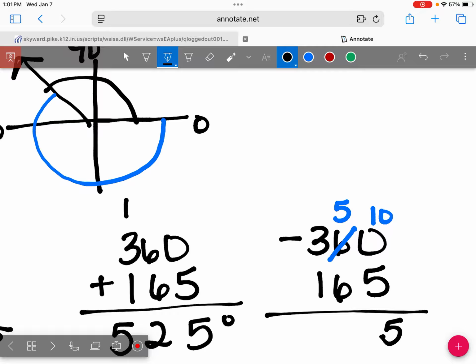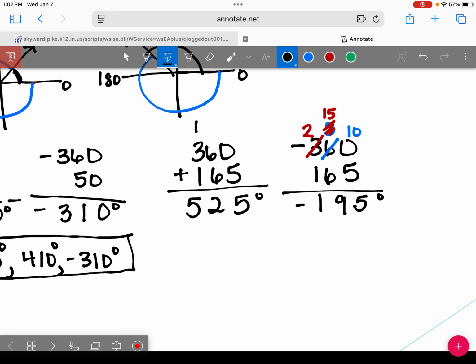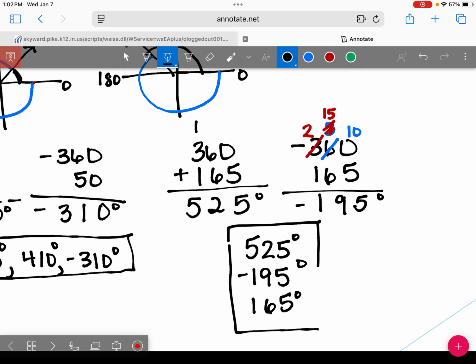5. We can't take 6 away from 5, so we have to repeat. I have to go to the 3, borrow, and change the 5 to a 15. 15 minus 6 is 9. 2 minus 1 is 1, and this is negative. So these three angles, 525 degrees, negative 195 degrees, positive 165 degrees, they are all coterminal, meaning that they're different angle measures, but they all end at the same place. That's why we call them coterminals.